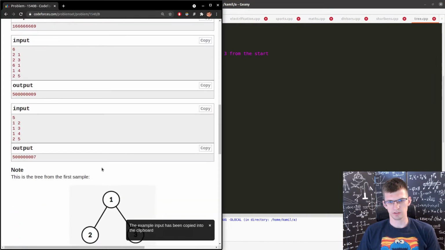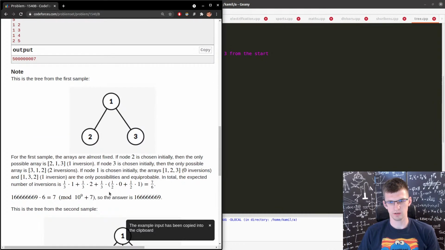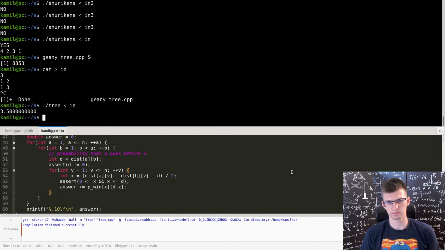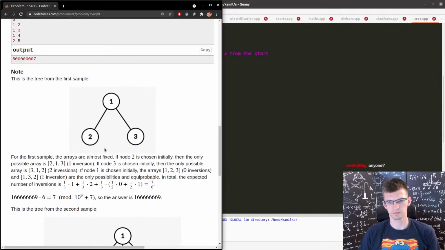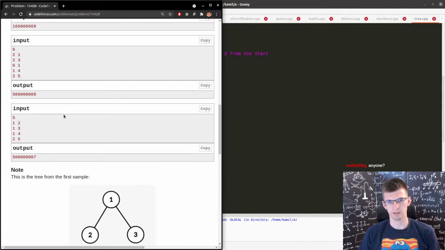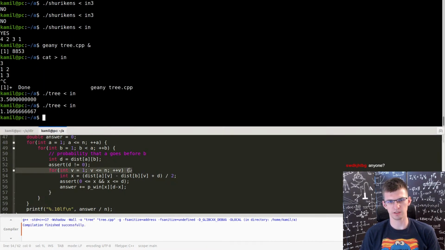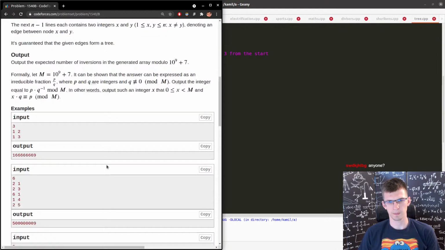Let's hope that it works. The first answer should be 7/6. That's 7/2. But I should divide by n at the end, because we choose the beginning randomly out of n indices. Now it is 7/6. Cool.